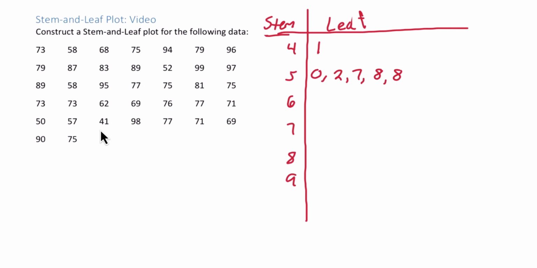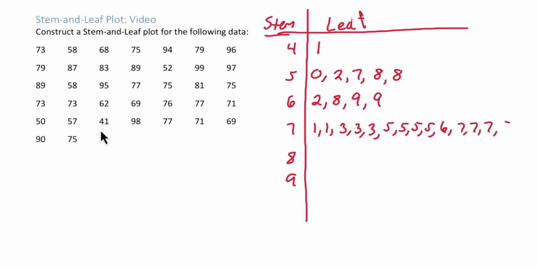Up next in the 60s we have 62, 68, and two 69s. With the 70s, we have two 71s, three 73s, four 75s, a 76, three 77s, and two 79s.